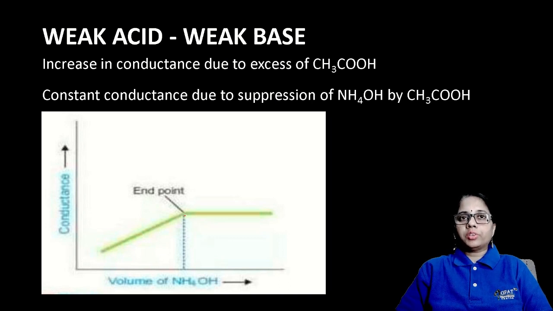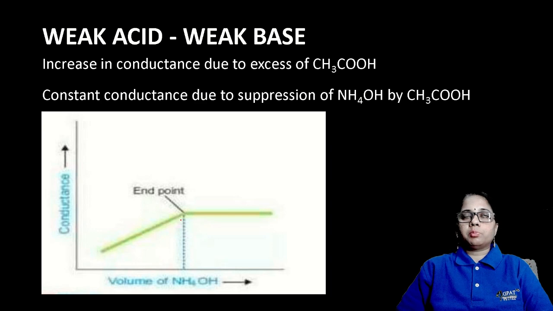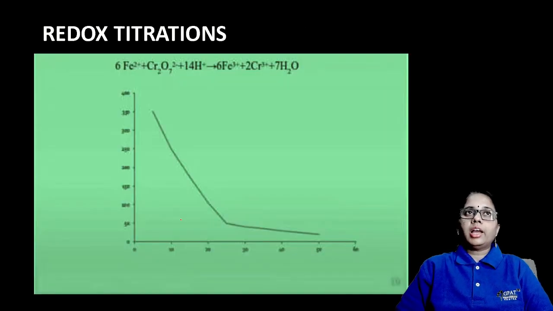After the end point, the suppression takes place, and you are going to see a plateau. A straight line is observed. That is the actual intersection point, and we are going to consider this as the end point.